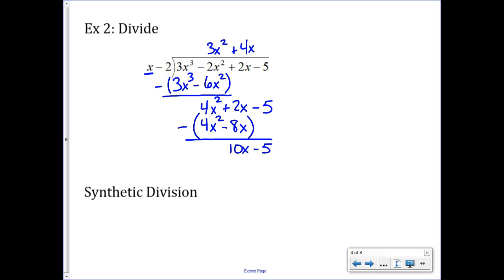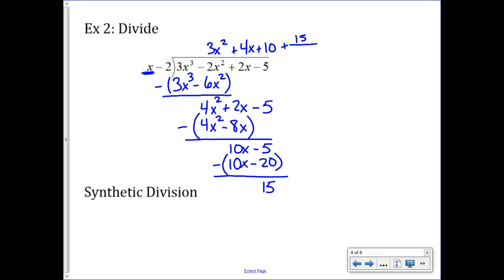Okay? Then, how do I turn x into 10x? Well, I would need to multiply by a positive 10. So 10 times x is 10x. 10 times negative 2 is negative 20. I need to subtract this whole thing. So 10x minus 10x cancels. Negative 5 minus a negative 20 is the same as negative 5 plus 20. So we get 15 left over. So that's my numerator up here.